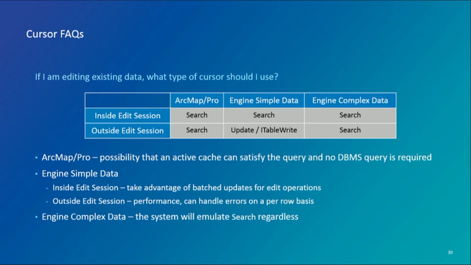If you are in an engine application and using complex data, like a geometric network or a topology, search cursors. Those are things that require store. Now, the interesting case, if you're in an engine application with simple data, inside of an edit session, search. If you're outside of an edit session and you're looking for the ultimate amount of performance, update or table write will be the patterns that you want to follow. So this is a good one to use as reference when you go back.